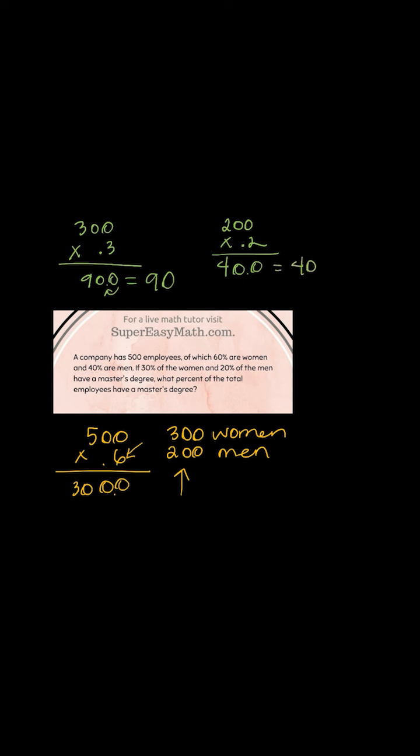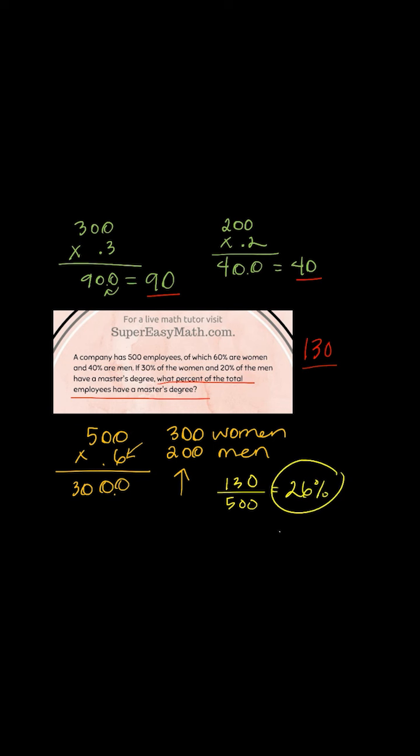Now to answer the question, it says, what percent of the total employees have a master's degree? I need to add these two numbers. So the 90 plus the 40 gives us 130. So now to answer the final question of what percent of the total employees have a master's degree, I need to realize that's 130 out of 500, and that would give me 26%.